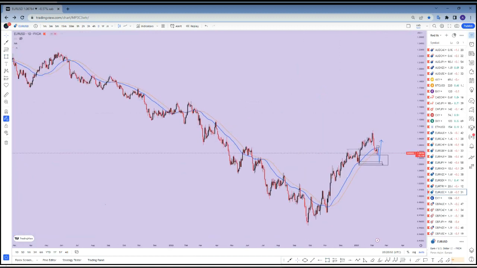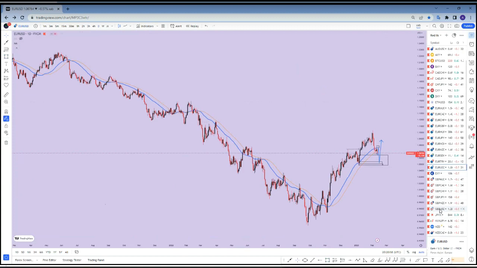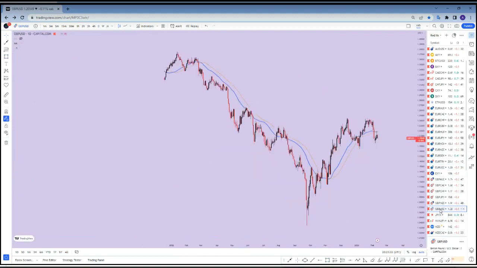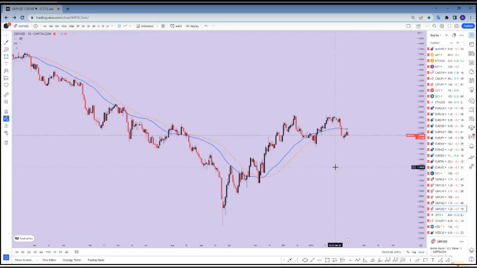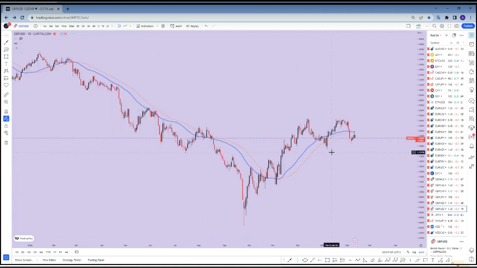So up next, GBPUSD. You guys have not given me so many commodities to work with, so I am just going to work with the few that I can, since the requests are not so many tonight.